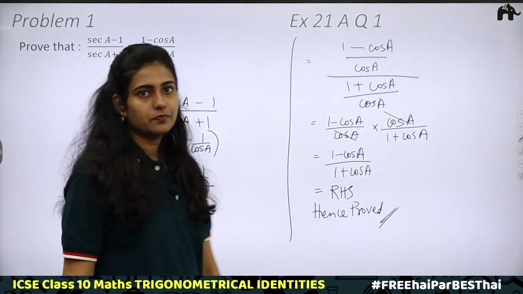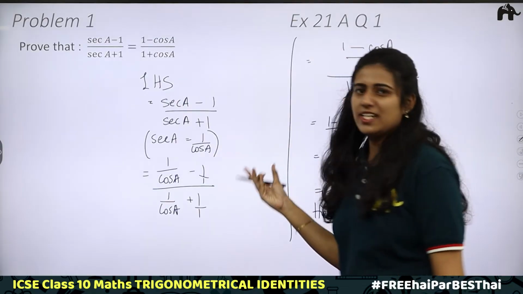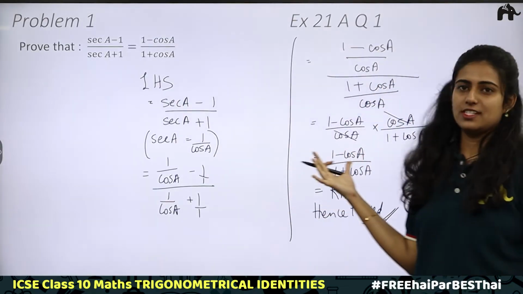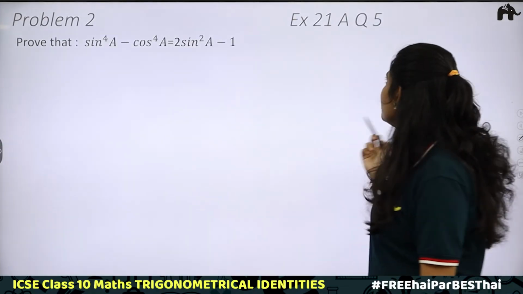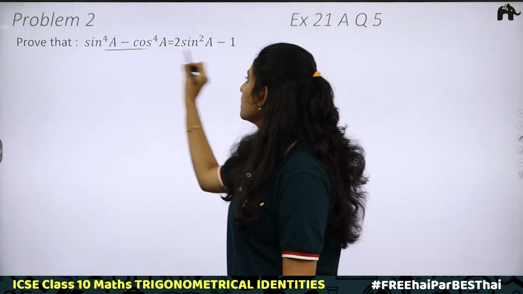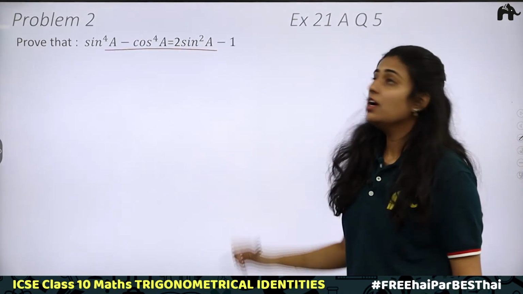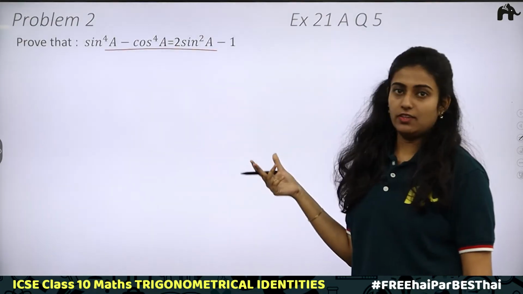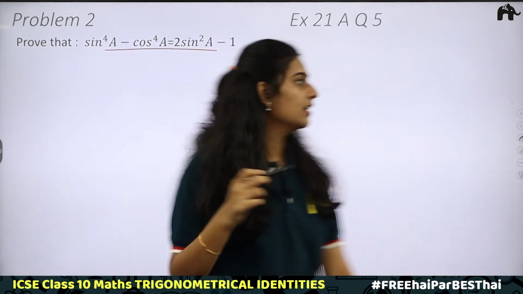Understood this? So this is very simple, right? We have done only 2 or 3 steps. Next, second problem, question 5 of exercise 21A. Prove that sin raised to 4A minus cos raised to 4A is equal to 2 sin square A minus 1. We have solved a similar example.